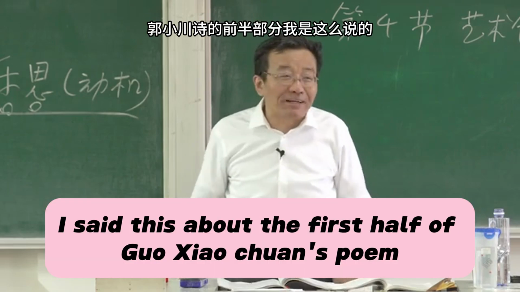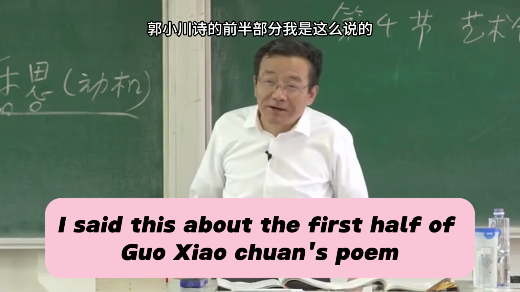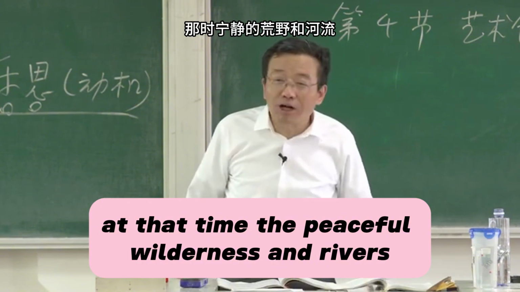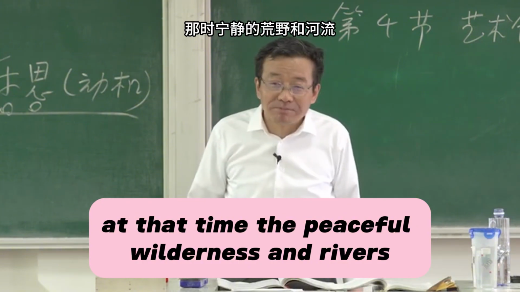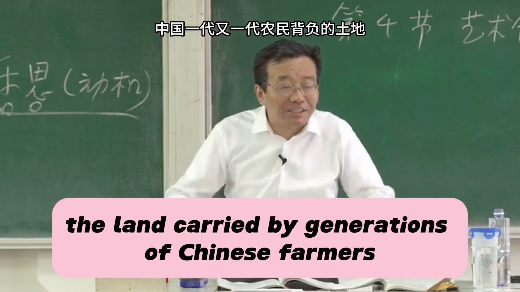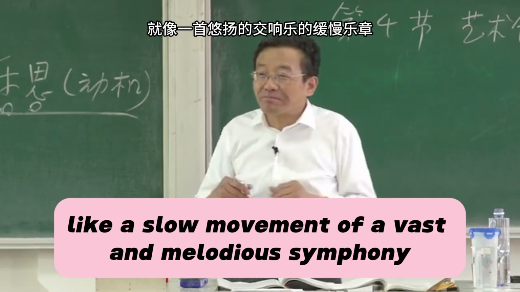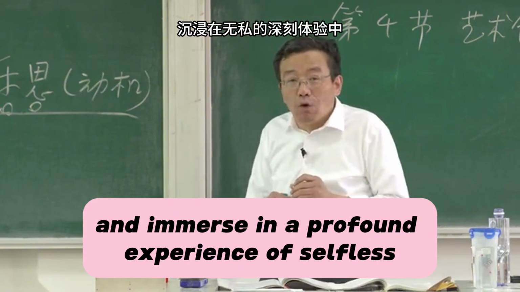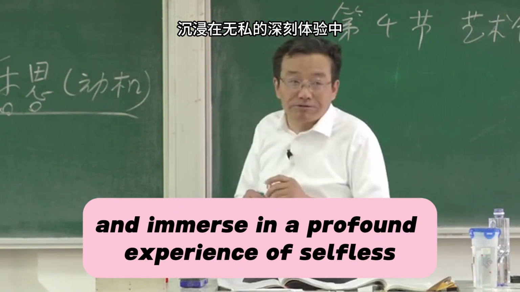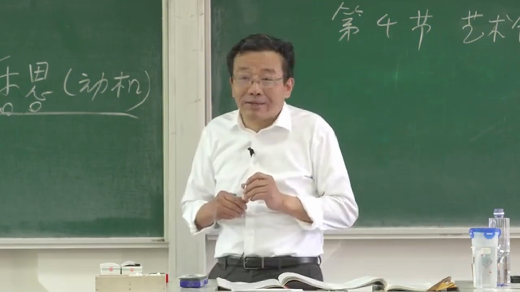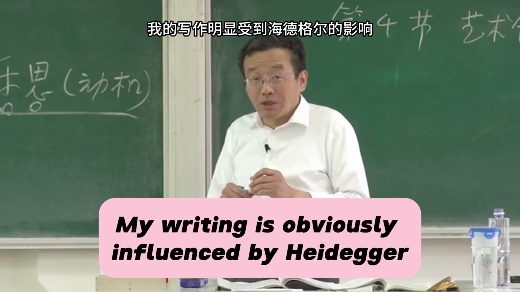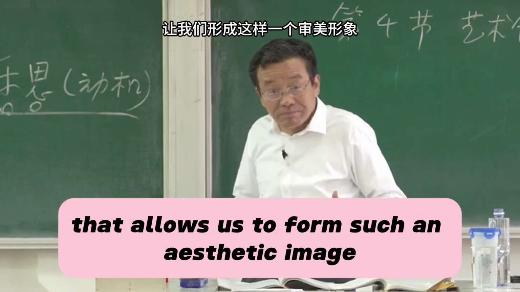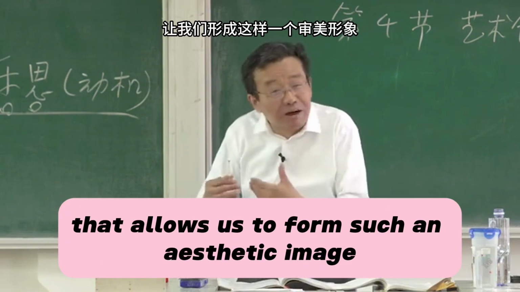I said this about the first half of Guo Xiaochuan's poem. It vividly describes the rural scenery of China at that time, the peaceful wilderness and rivers, the land carried by generations of Chinese farmers, like a slow movement of a vast and melodious symphony, making people contemplate and immerse in a profound experience of selfless giving to the earth. My writing is obviously influenced by Heidegger, so the first half of this poem provides an internal perspective that allows us to form such an aesthetic image.